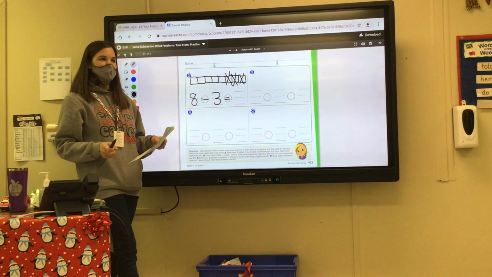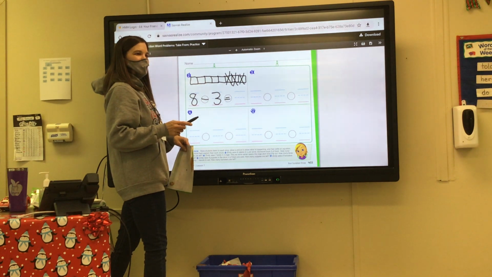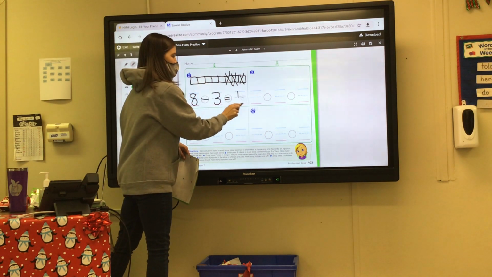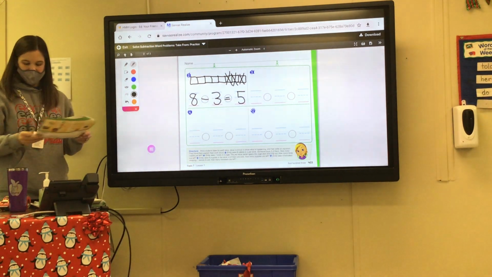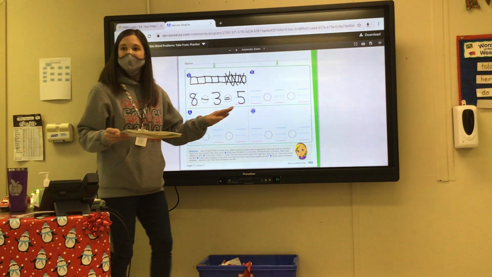Which is what, Georgia? How many were left? 5. 8 take away 3 equals 5. Or 8 minus 3 equals 5. Okay, let's move on to number 3.